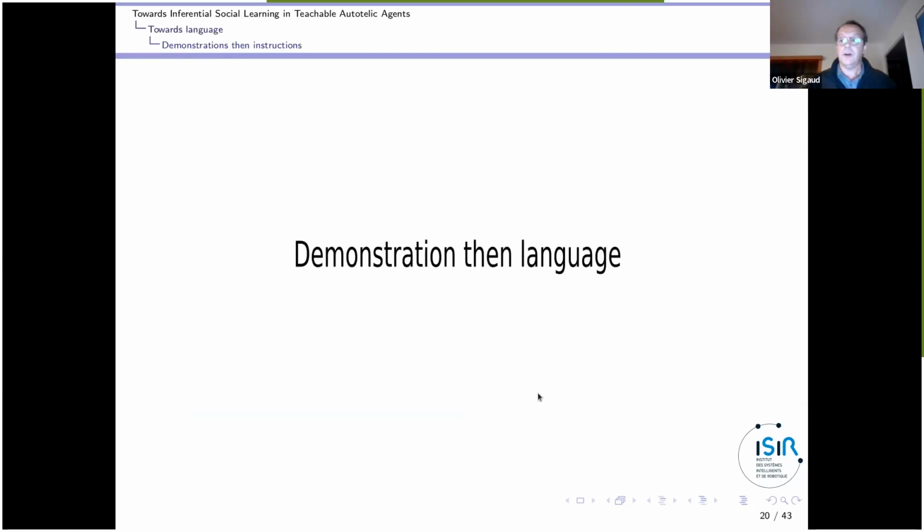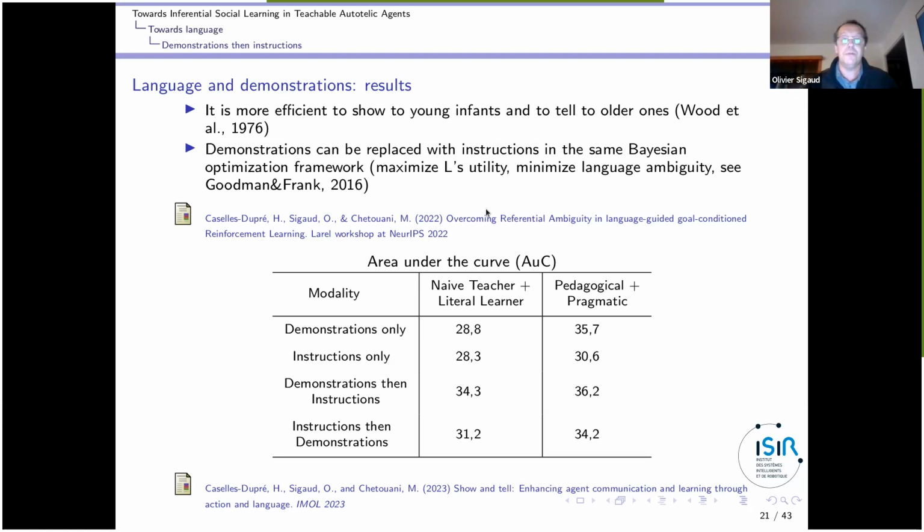A third topic that we started to address is the idea, again from the Bruner paper that I have told you about, that it's more effective to perform demonstrations for younger kids and then to use language for older kids. Okay. And we wanted to reproduce this idea that we could select different policies based on the capabilities of the learner and the teacher. Again, we use the same Bayesian optimization framework as before, and again I won't go into the details, but we show that it's more efficient to give instructions. No, that's the contrary: to give the demonstration, then instructions, as expected in the particular paper.